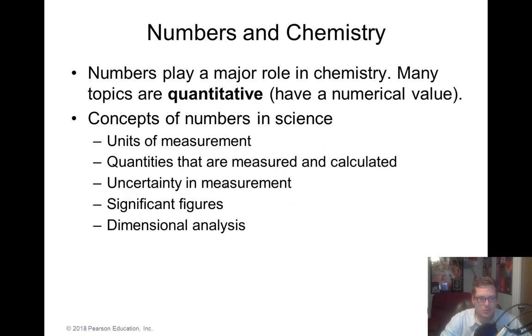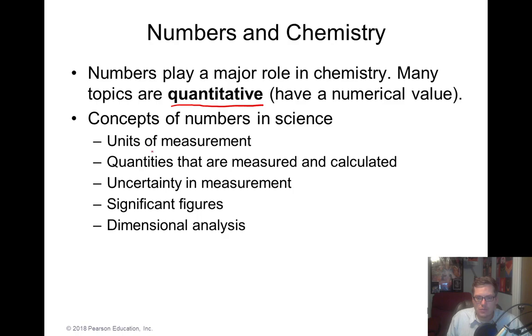Okay. Numbers in chemistry, big deal. We like to do measurements in chemistry. Lots of things are going to be quantitative, meaning that we're going to take actual number values. There is still a little bit of qualitative chemistry that goes on in Chem 2, but compared to Chem 1, there's a lot more quantitative chemistry going on. So we're just going to briefly talk about all of these things today in this video.